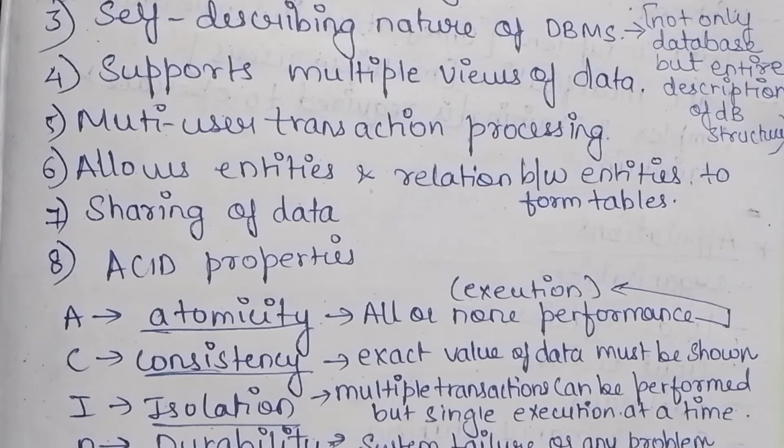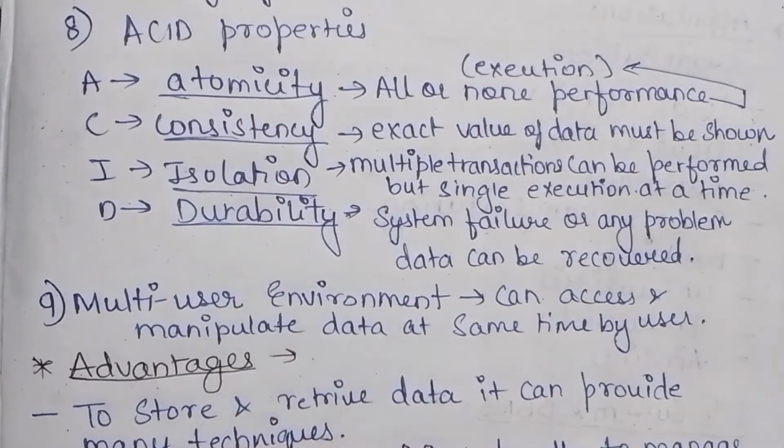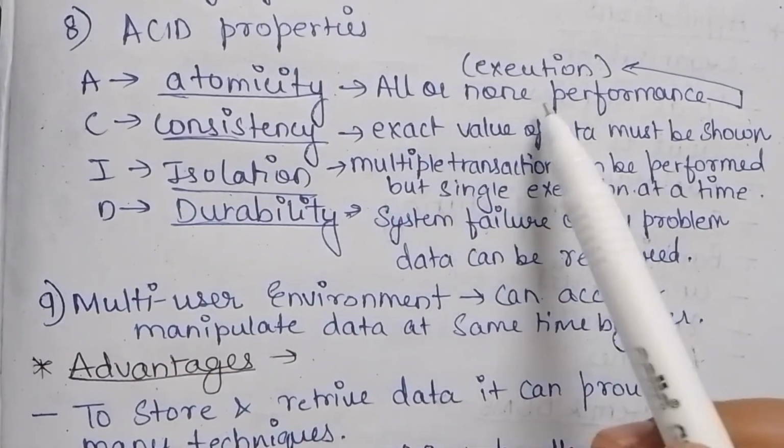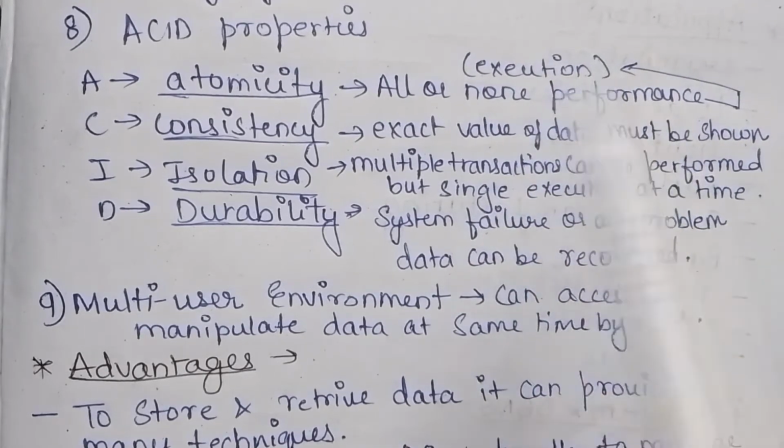Now the seventh property is sharing of the data. In DBMS, the data can be shared. The eighth property of the DBMS is the ACID properties, in which A means atomicity, which means all or none of the execution is done.